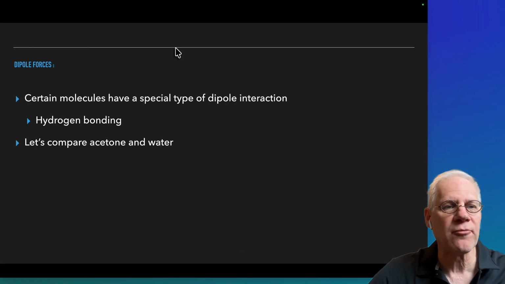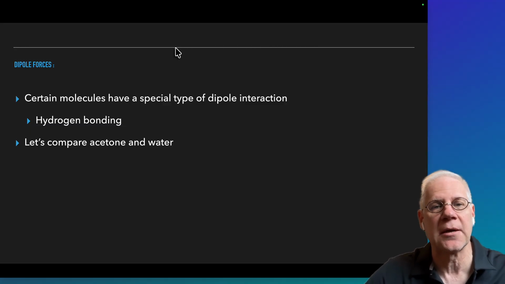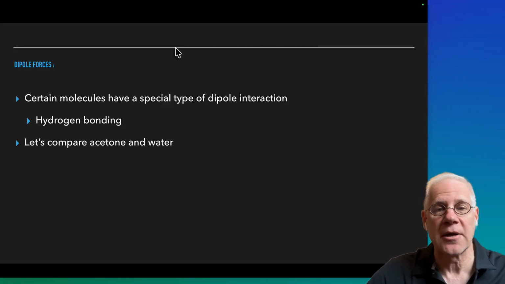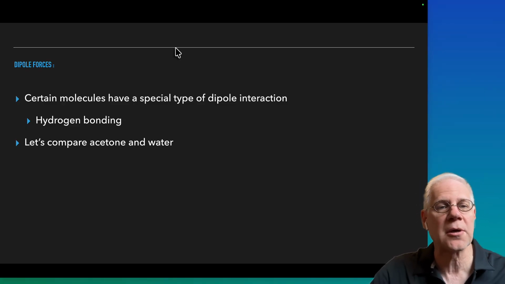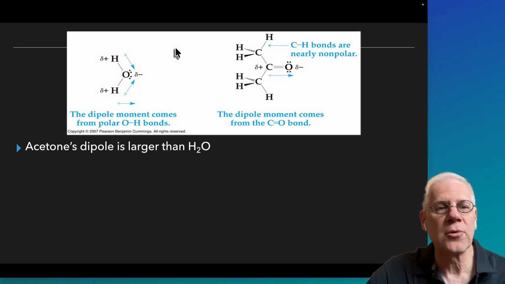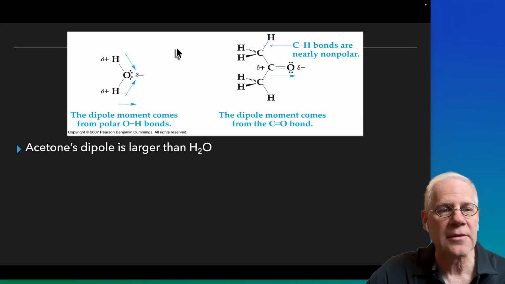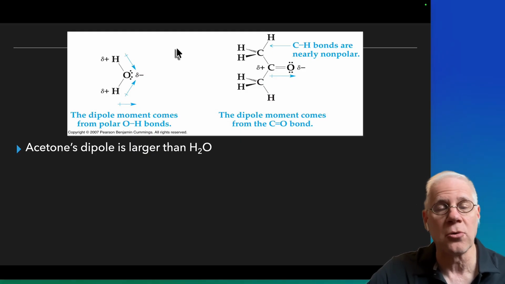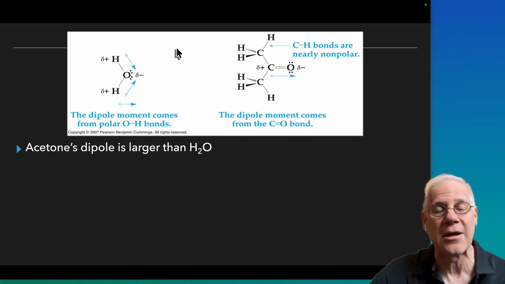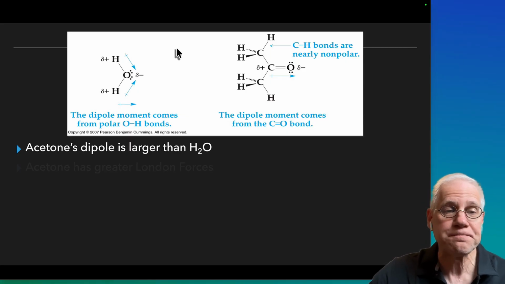So we looked at some dipole forces, and there are certain molecules that have a very special type of dipole interaction, and this particular interaction is called hydrogen bonding. So let's just real quick compare two molecules, acetone and water. If we were to measure the dipole, we would see that the value of the dipole for acetone is larger than H2O. So acetone has a larger delta plus, a larger delta minus, and so it will form a stronger attraction between the delta minus and the delta plus of adjacent molecules.